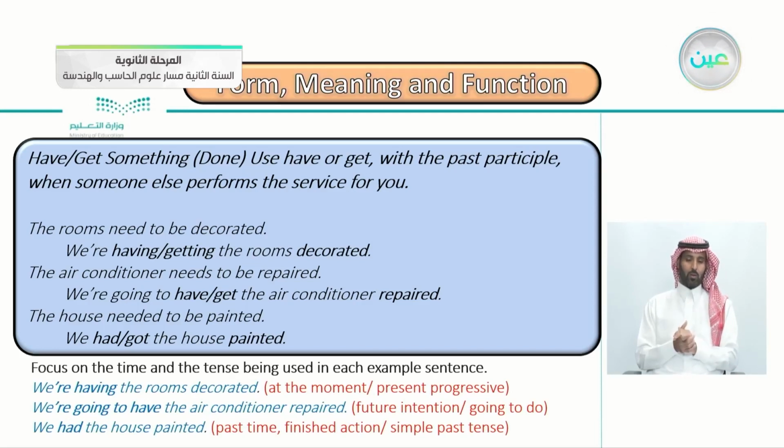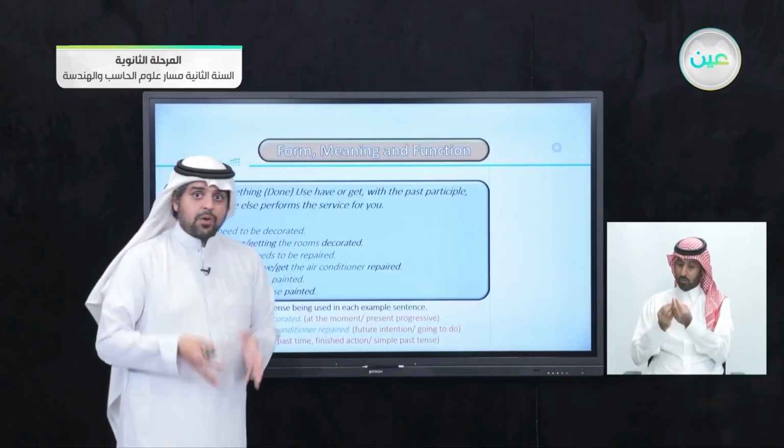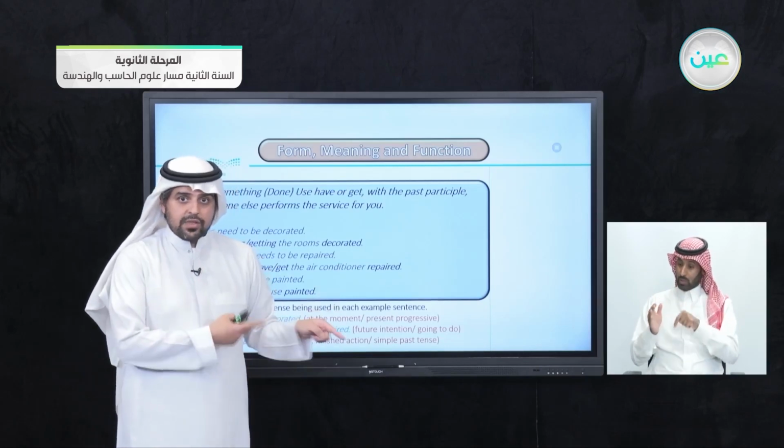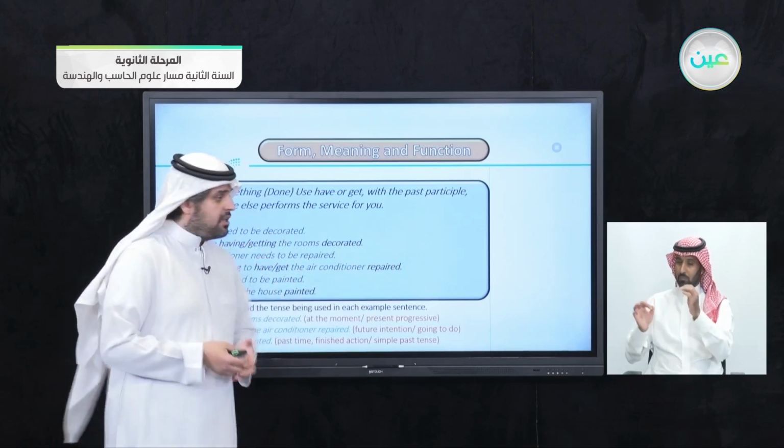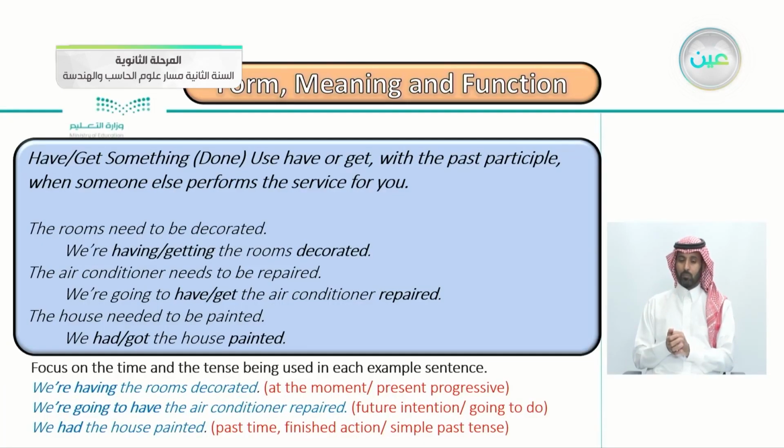We're having the rooms decorated. The first example, we're having the rooms decorated. At the moment, we're talking about now. Now we're having the rooms decorated. Someone is now at the room decorating it. So we're using the present progressive.